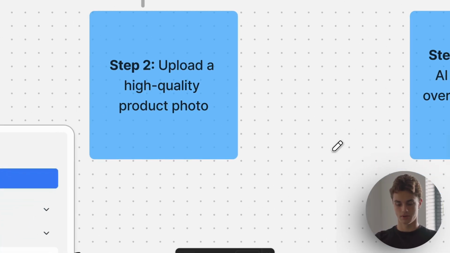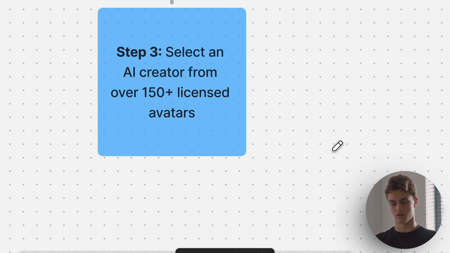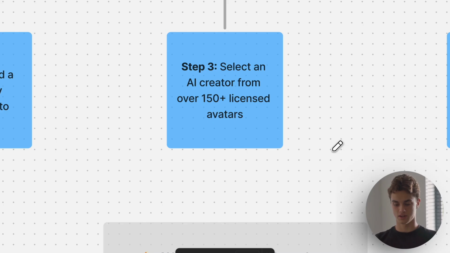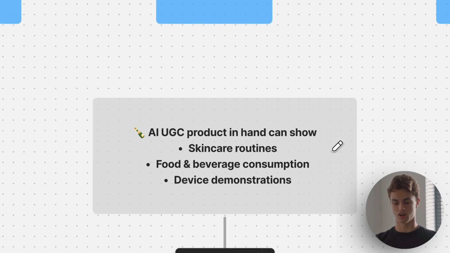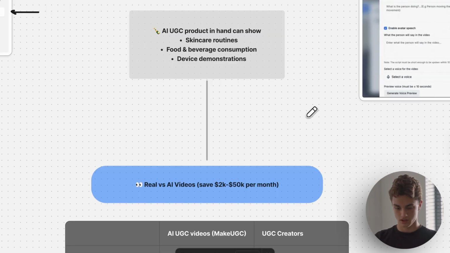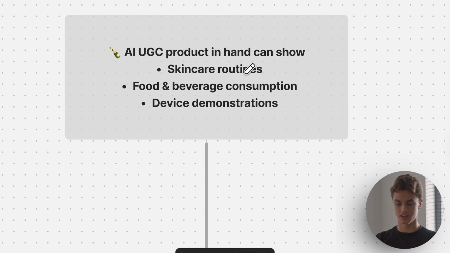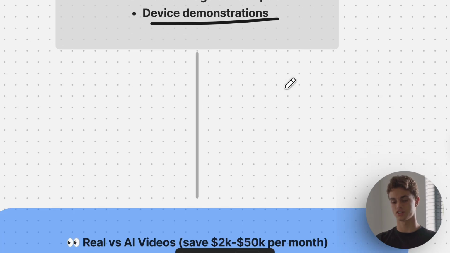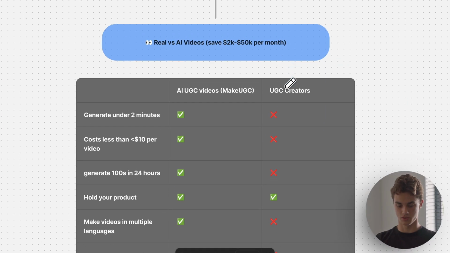And there's a new UI to MakeUGC, so it might be slightly different, but there's another video that you can check out, which is basically gonna run you through that as well. Second of all, you wanna upload that high quality photo of your product. And thirdly, you want to select an AI character from over 150 licensed avatars. Now we'll go over the licensing and the other features that come with this. You just need to know you can literally do anything. Food, beverages, skincare, device demonstrations. These AI characters do it all.